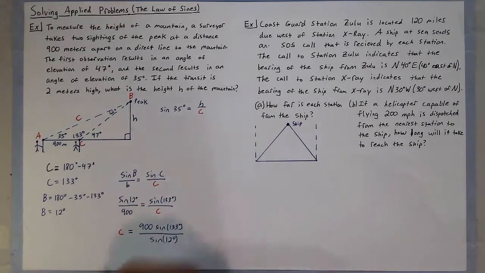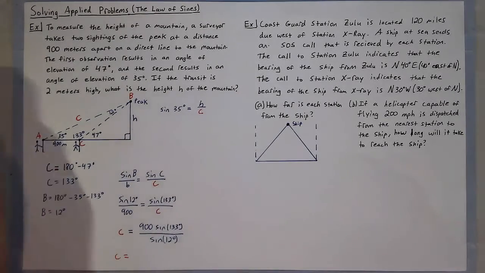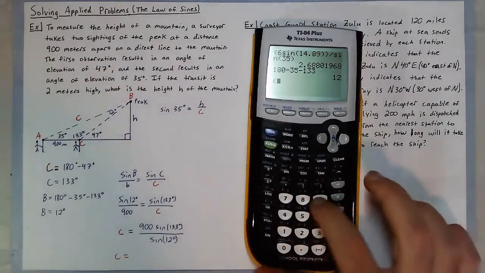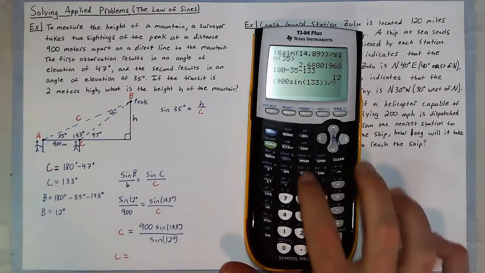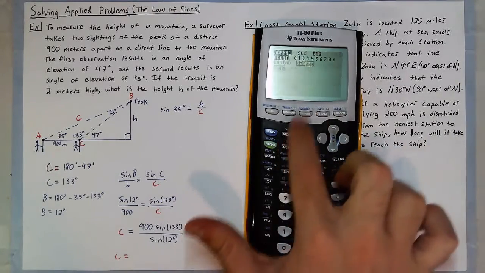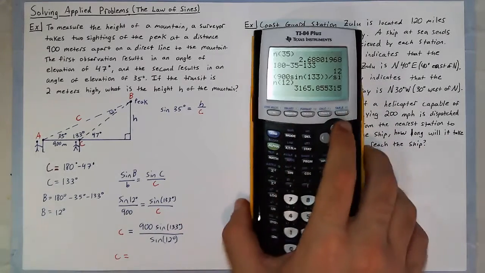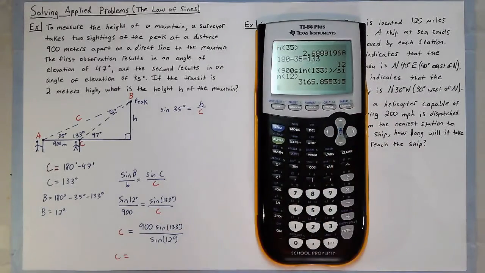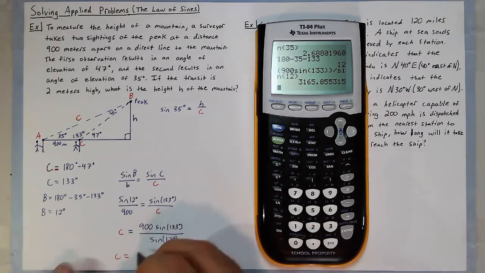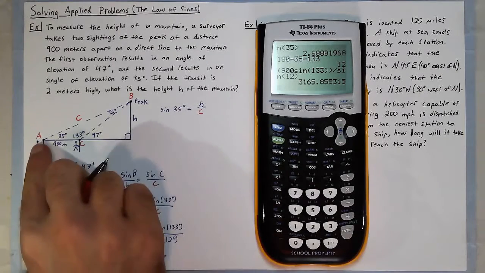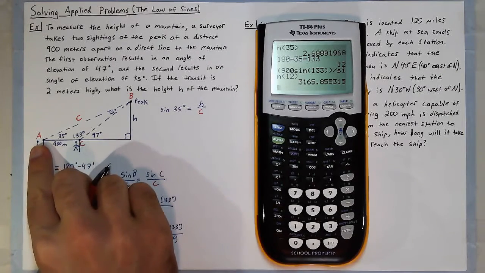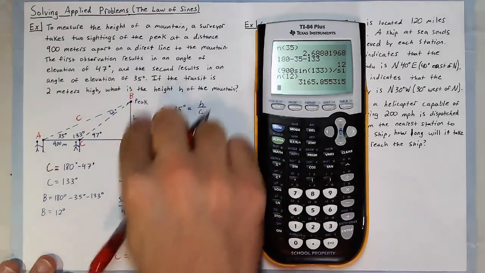So that makes C equal to, let's plug this in, 900 sine of 133 divided by sine of 12. And again, to be safe, I am in degree mode. That gives me 3,165.86. Now, this isn't the height of the mountain. This is that distance from the second sighting to the top. I'm looking for the height of the mountain.